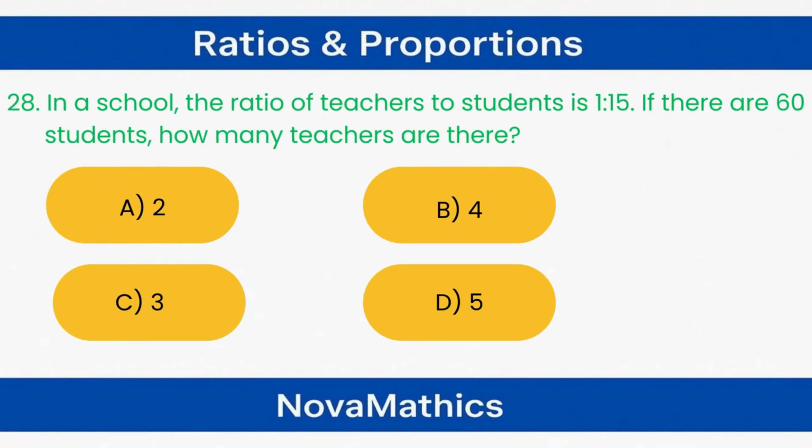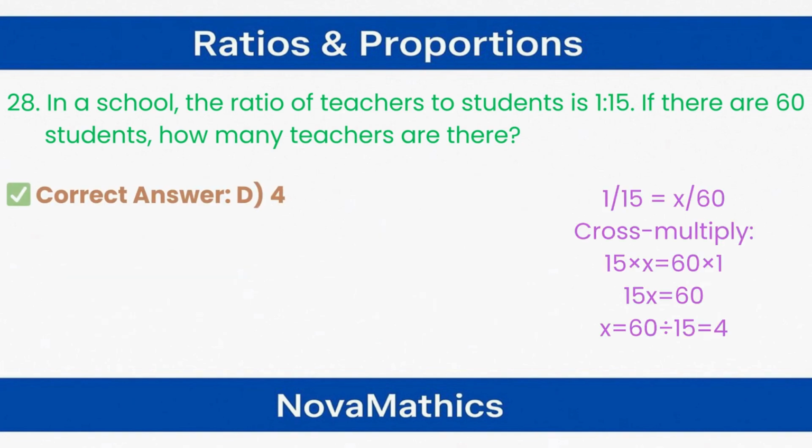28. In a school, the ratio of teachers to students is 1 to 15. If there are 60 students, how many teachers are there? 15 times 4 equals 60, so there are 4 teachers.